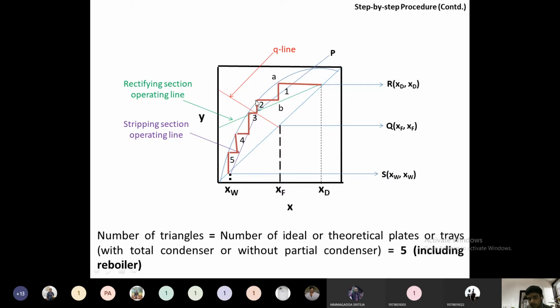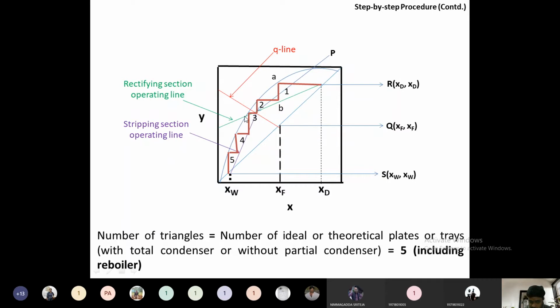Then up to the equilibrium curve. From this point, we have to draw the vertical line up to the operating line of the rectifying section. Once it reaches the intersection point, where the two operating lines join, we have to change our operating line. So up until the intersection point, our operating line is the rectifying section operating line, given in green color. After this intersection point, we have to change our operating line.